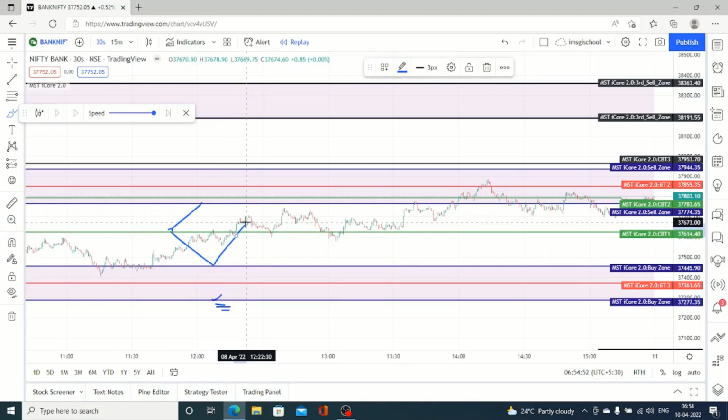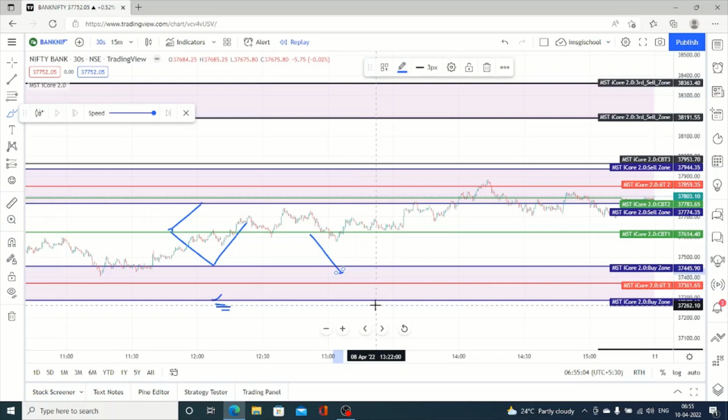This is one method. Another method: if it is coming down and it is in the zone, unless it has broken the low of that zone, and unless it has closed below that zone and the low of that candle is broken, don't go for the sell entry and don't exit the buy entry. The same concept is applicable for the sell zone.